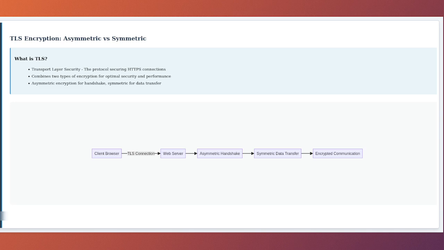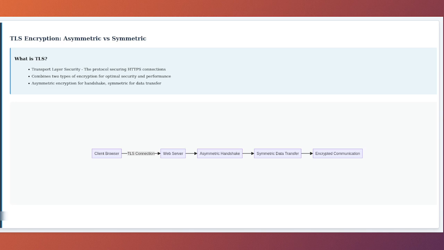encryption. The genius of TLS lies in using asymmetric encryption, public key cryptography, for the initial handshake and key exchange, then switching to symmetric encryption for the actual data transfer. This hybrid approach gives us the best of both worlds: the security of being able to establish encrypted communication with unknown parties, and the speed of symmetric encryption for bulk data transfer.